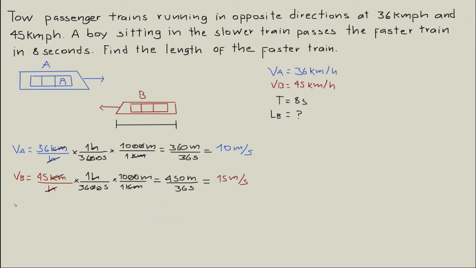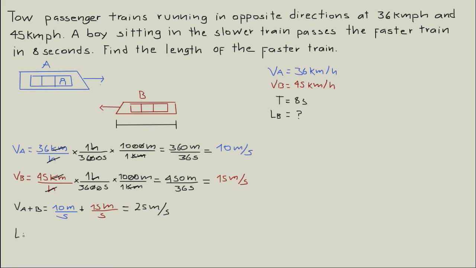And notice that our trains are going towards each other, which means that the velocity our boy is going to perceive will be the sum of the velocities of the trains. And that's the velocity we are going to use to find the length of our train B. So 10 meters over second plus 15 meters over second, that's just 25 meters over second.